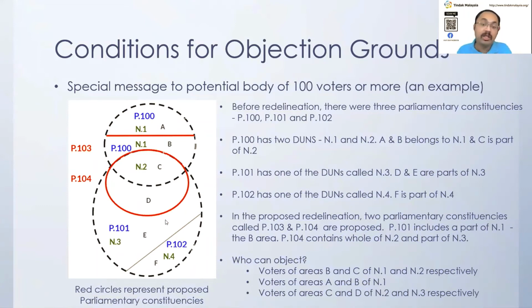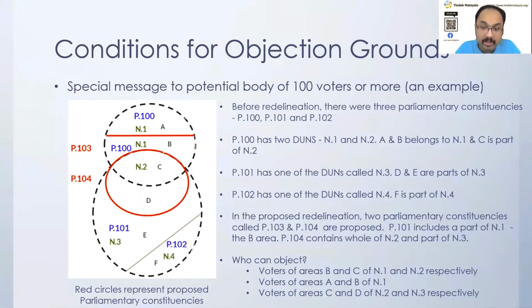Okay. This we noticed came from the slides that EC presented 7 years ago. For some reason, they were silent whether D and E can object. My interpretation is D and E can object. This is because some of you used to be in P101 and you are taken out. So in a way, you're affected by it.